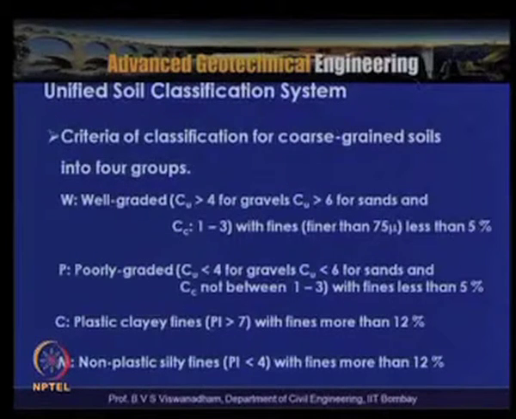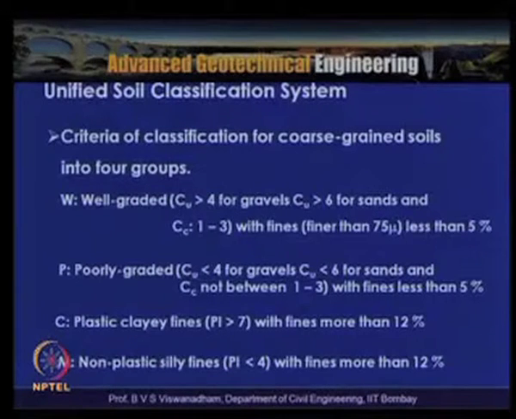So the criteria of classification of the coarse grained soils into 4 groups. One is W, well graded. Cu has to be greater than 4 for gravels, and Cu has to be greater than 6 for sands, and Cc has to be between 1 and 3. So here both Cu and Cc have to be satisfied, and with fines, that is finer than 75 micron, less than 5%.